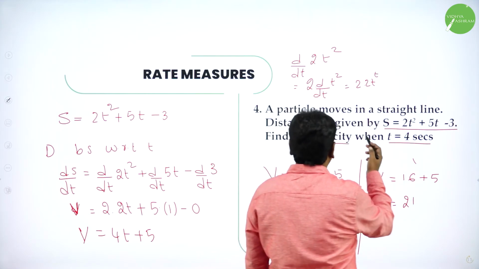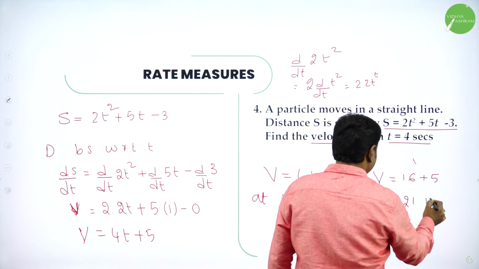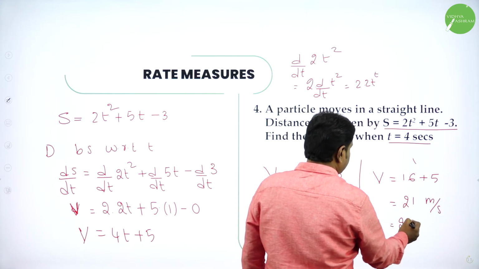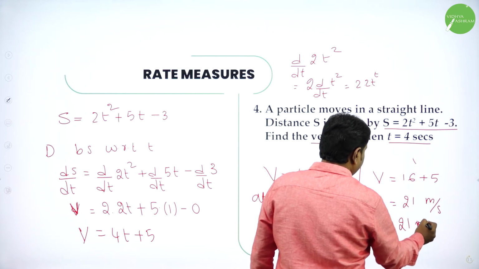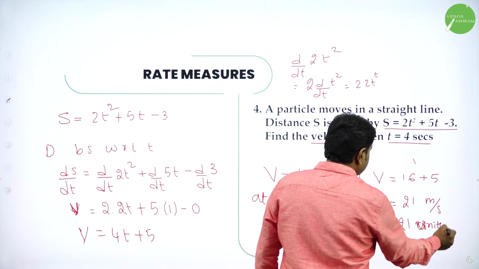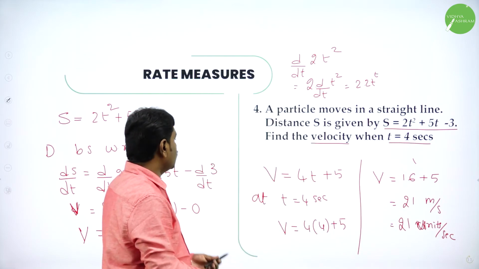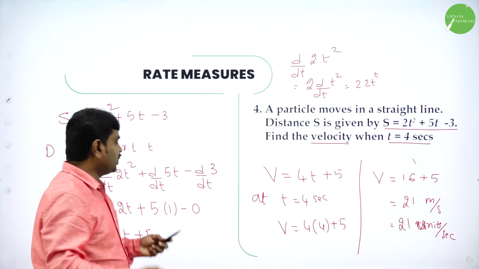They told us distance, but whether it is meter per second or other units per second, because they have not mentioned it, we cannot assume. So it is 21 units per second. Why per second? Because they give time in seconds. What is velocity? d by dt of s.